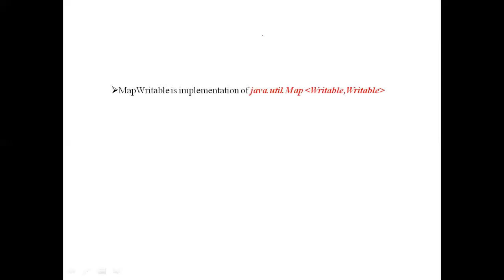Yes, I already told you. MapWritable is an implementation of java.util.Map<Writable, Writable>. The MapWritable class must implement util.Map of Writable, Writable. Key must be Writable, value must be Writable. The key-value pair, both must implement the Writable interface. Why? Because with Writable only, there is no comparison needed between either keys or values. So here the Writable interface is sufficient.